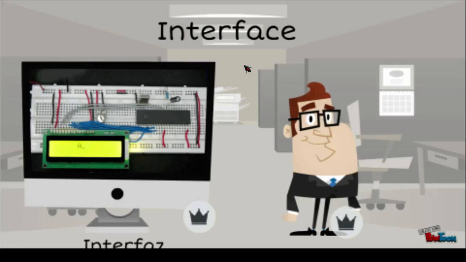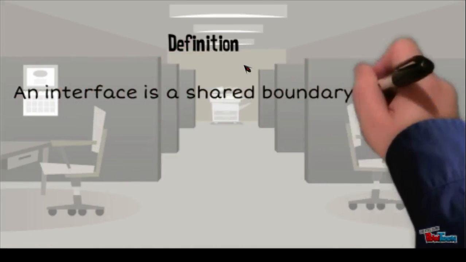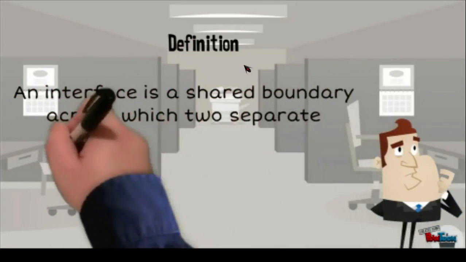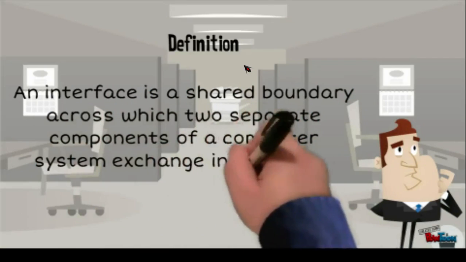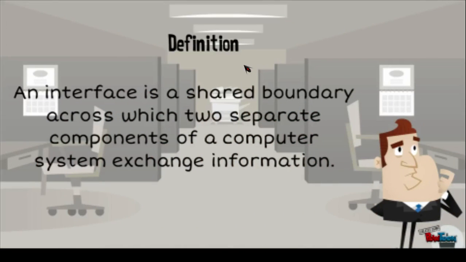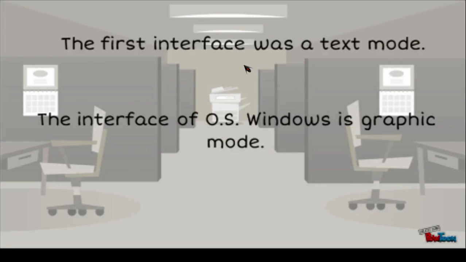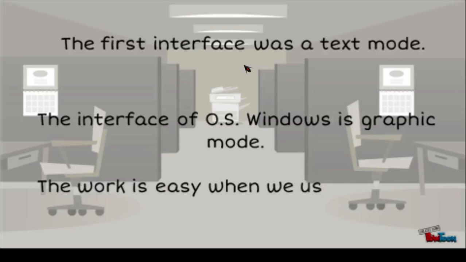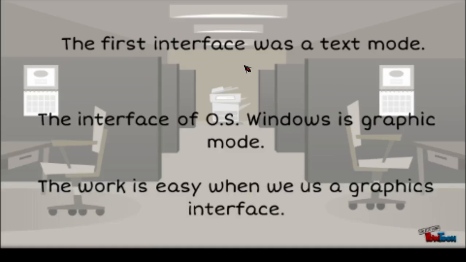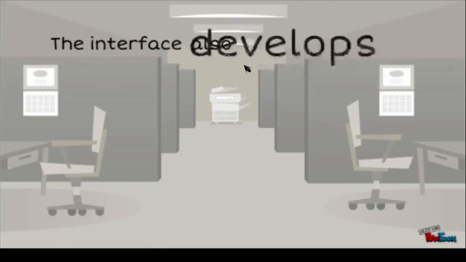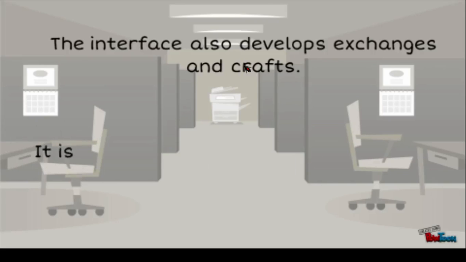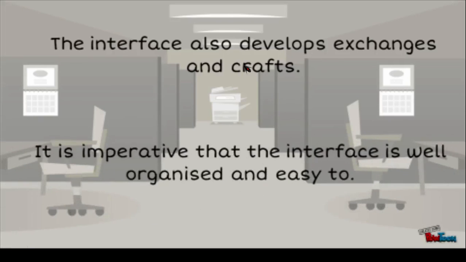Interface. An interface is a shared boundary across which two separate components of a computer system exchange information. The first interface was text mode. The interface of the Windows OS is graphic mode. The work is easy when we use a graphics interface. It's imperative that the interface is well organized and easy to use.